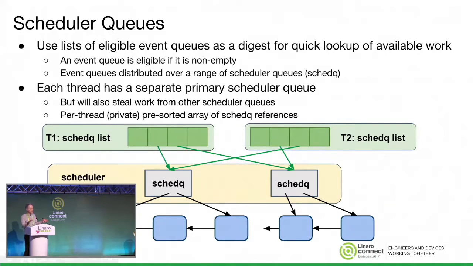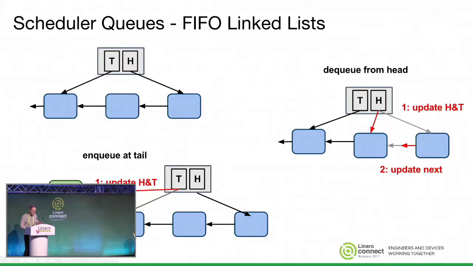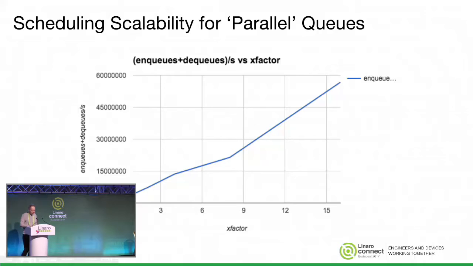So this is a way to spread out how the threads access these event queues, these ring buffers, to make sure they're actually accessing different event queues instead of accessing the same one. So I will show how this affects scalability. This is how I implement the scheduler queues. It's not that important.